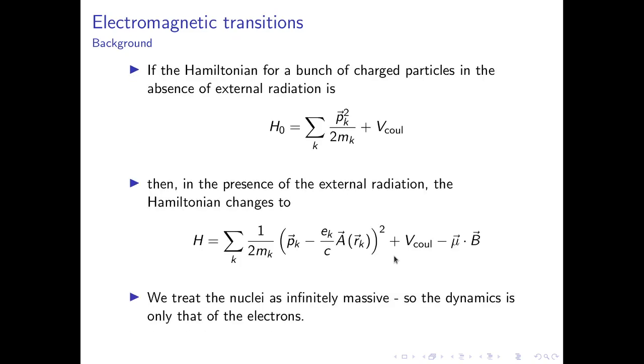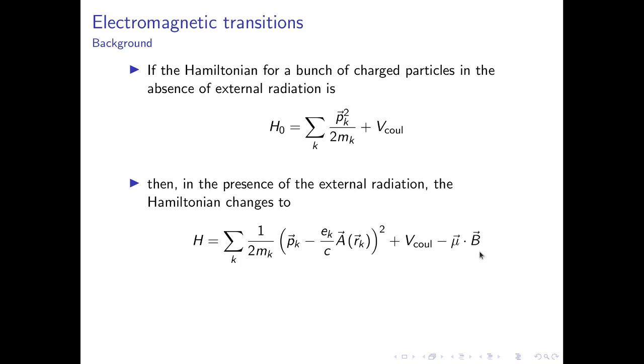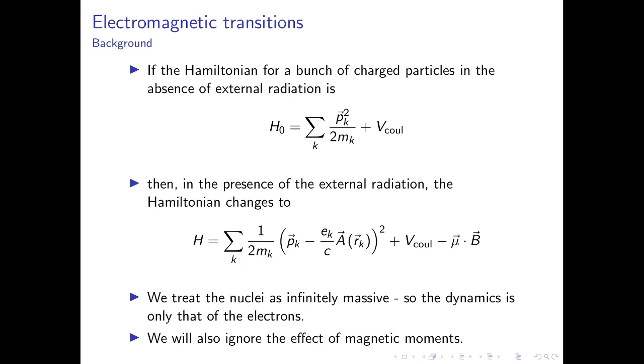In addition to this, you may have an additional term which comes in because the charged particles may have permanent magnetic moments and the magnetic field of the radiation may interact with those. Now, in what is to follow, we are going to simplify things somewhat by assuming that the nuclei involved in the process in these atoms that we are talking about are infinitely massive. As a result, we can stop worrying about the dynamics. So the only dynamical entities here will be the electrons. And we will also ignore the mu dot B term, the magnetic moment effect, because typically that's pretty small. So with these two approximations, all the m's that are there in your problem will be the mass of the electron and all the e's will be the charge of the electron.